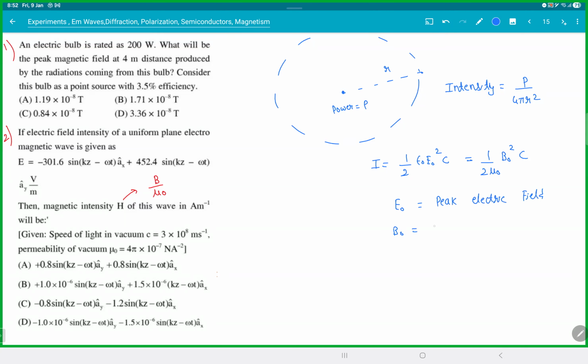And B naught is your peak magnetic field. This is the formula you have to use for the first one, and then you will get it. And for this, we know E cross B must be giving you the direction of propagation of the wave.